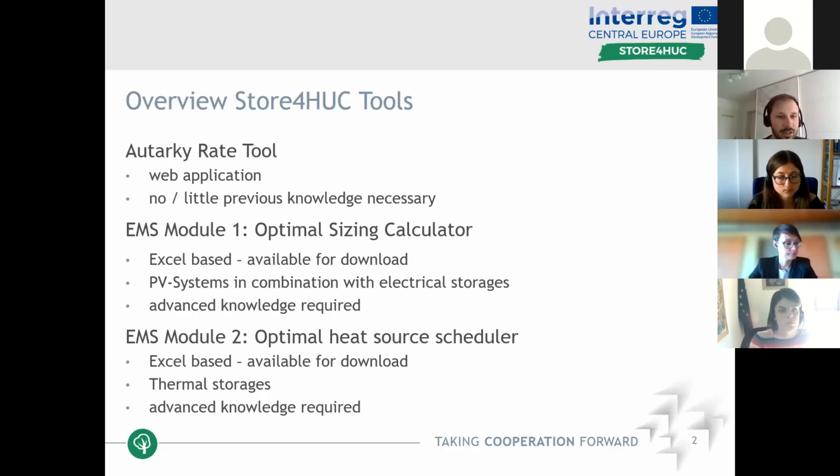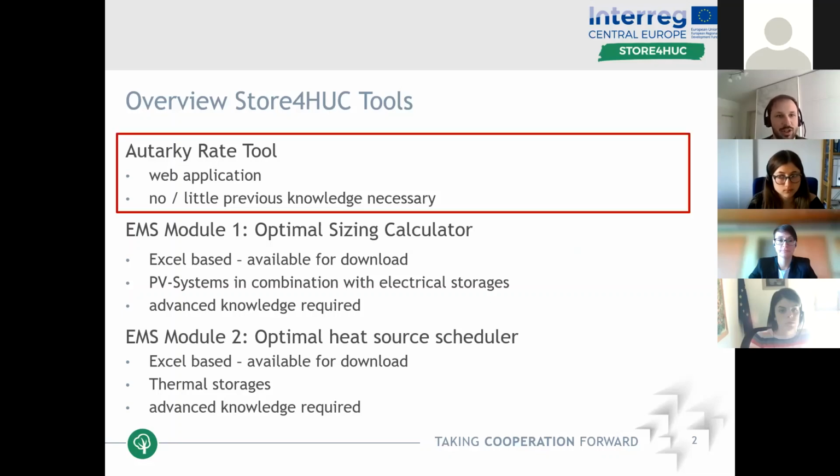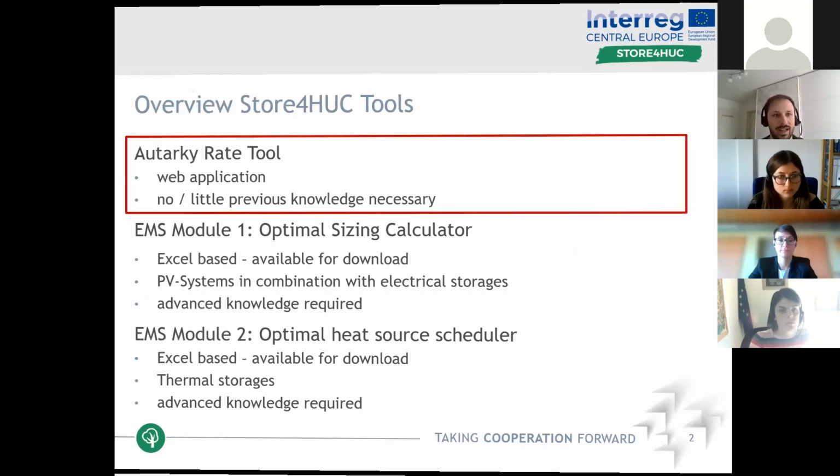And our last tool, the third one, is the optimal heat source scheduler. This tool enables you to calculate the optimal control strategy of several heat producers for the next 24 hours in combination with a thermal storage. But you will hear more about these tools later on from my colleague Philip Lucavina. So let's now talk about the Autarky tool.